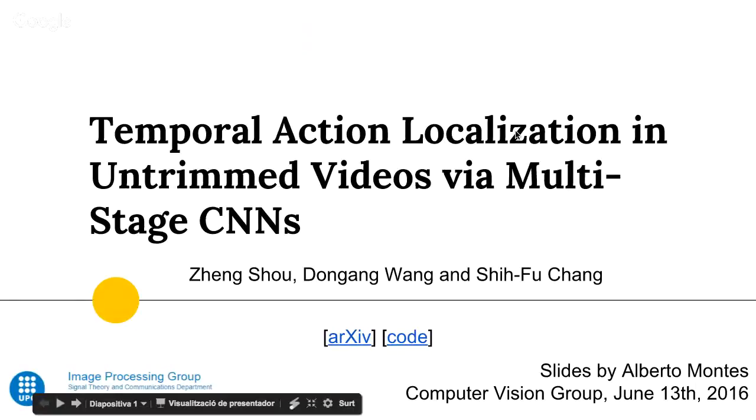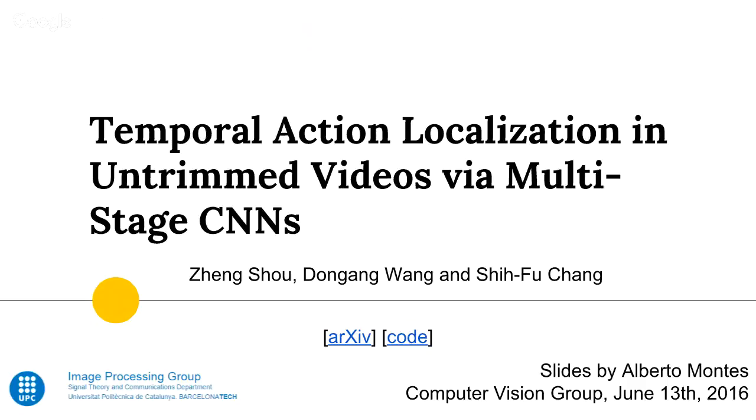So good morning, everybody. Today Alberto Montes will talk about this paper called Temporal Action Localization in Untrimmed Videos via Multi-Stage CNNs. That's a paper from Columbia University, and it will be presented at the next CVPR 2016. So Alberto, thank you for preparing this talk, and the floor is yours.